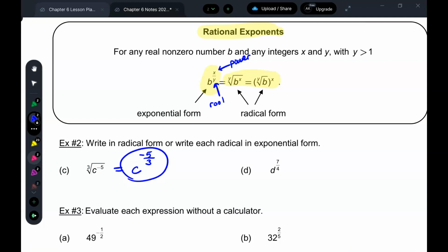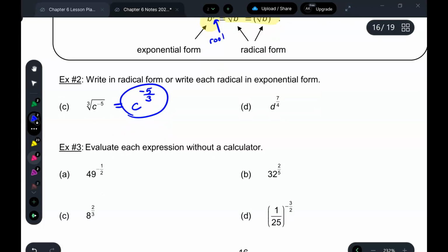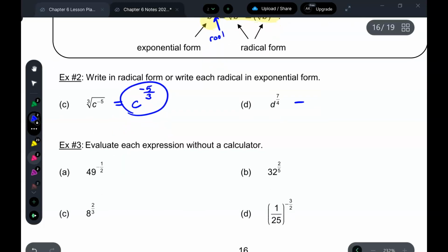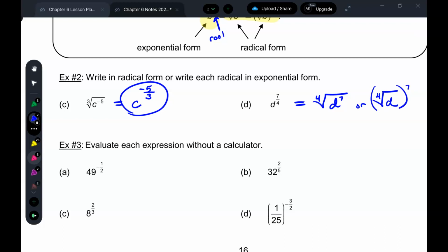So the power goes in the numerator, right? Whatever the top number is, that's the power, and the root is the bottom number. So what if it's d to the 7/4 power? What do we put on the outside? The 4th root of d to the 7th power. Yeah, and you can put the 7 underneath, or you could do the 4th root of d and then to the 7th power. Sometimes it's easier to do this one when we're simplifying.